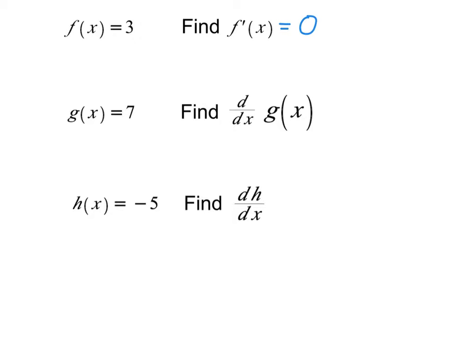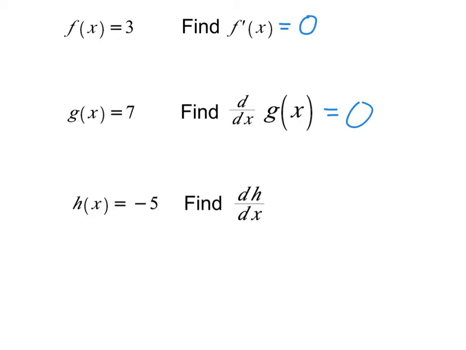Okay, the next one, g of x equals 7. So, what does d over dx of g of x equal? It would also equal 0 because, again, d over dx of g of x, that just means derivative of g of x. Same kind of thing, just a different notation.